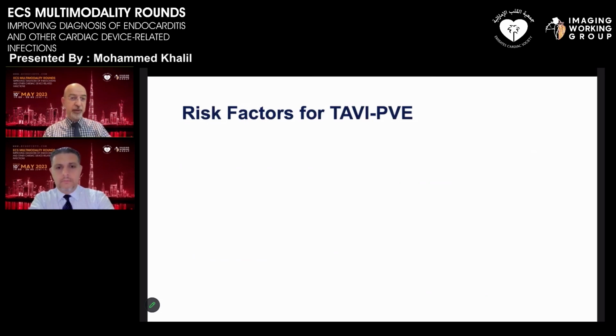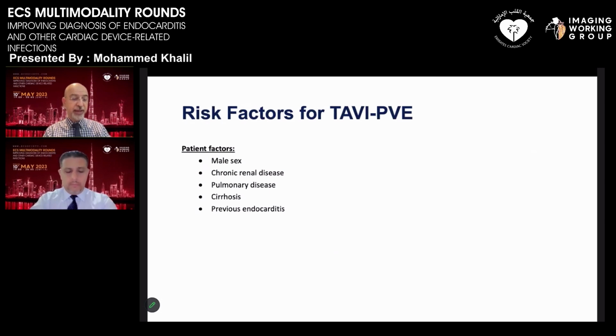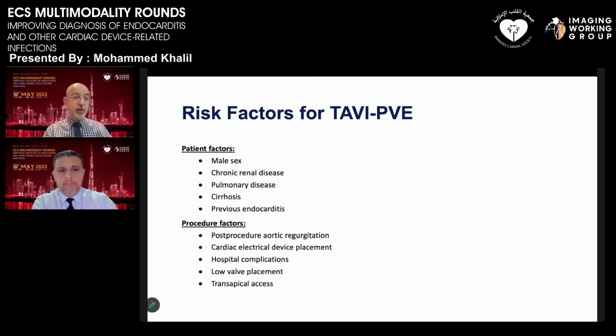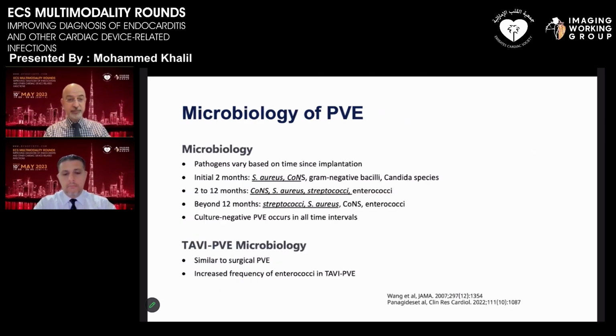Now, the risk factors for TAVI endocarditis are divided into 2 groups. Patient factors: we know that male patients are affected more than female. Patients who had chronic renal failure, pulmonary disease, cirrhosis, or previous endocarditis are at much higher risk of developing endocarditis in general, or recurrent endocarditis. There are also procedural factors. If you put in a TAVI and you end up with a leaky valve, those patients have a paravalvular leak and a higher incidence of endocarditis. Patients with low valve implantation are at higher risk, as are patients who had complications during the hospital stay or transapical access. All of this carries higher risk for TAVI-related endocarditis.